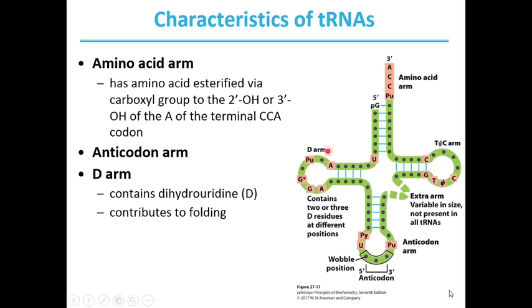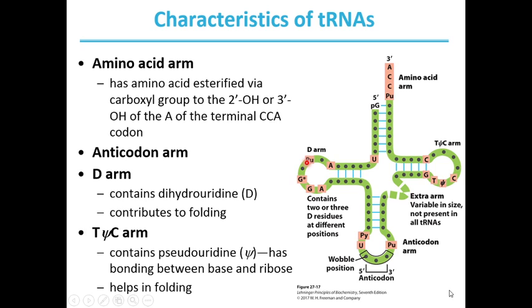It has a D arm, shown here, which contains dihydrouridine, and this particular D arm contributes to folding. Finally, it has a T-Psi-C arm. It contains the unusual base pseudouridine, which has a carbon-carbon bond between base and ribose. This is important, and this arm also helps in folding.